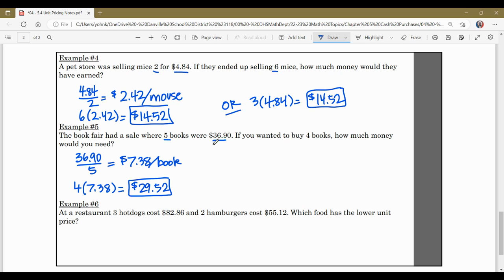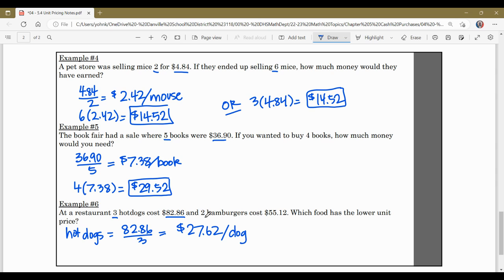Okay, example number 6. This is a very fancy restaurant. At a restaurant, 3 hot dogs cost $82.86. Those have got to be like some fancy type of hot dog with edible gold on it or something. So let's see, for the hot dogs, I have $82.86 for 3 hot dogs. I get $27.62 per dog. Man, edible gold.